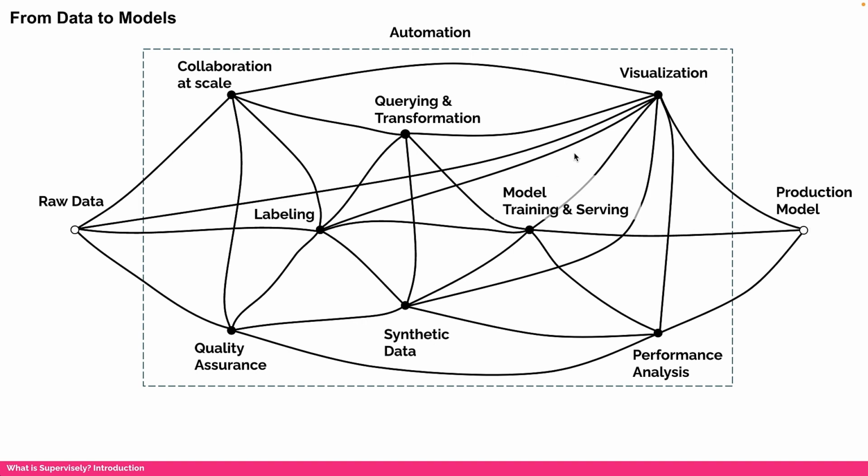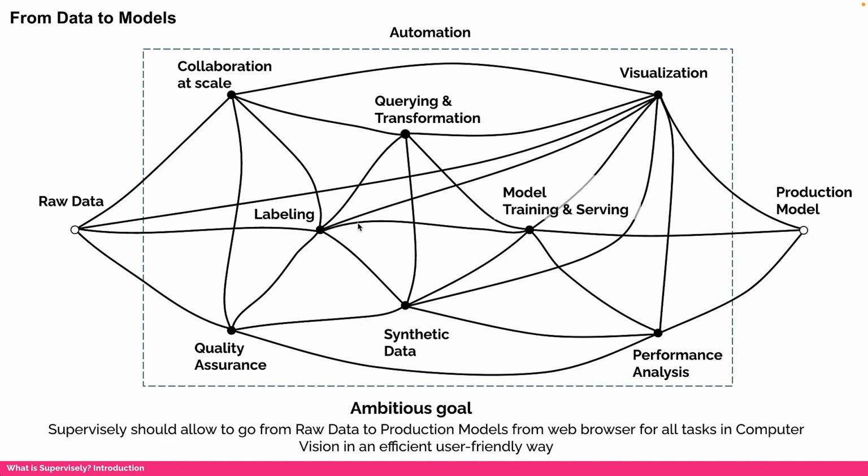And on top of that, we might want to automate the process. So looking at this diagram, we can formulate our ambitious goal, which is that Supervisely should allow to go from raw data, from here, to production models, to here, from a web browser, for all tasks in computer vision, in an efficient, user-friendly way. And maybe you do not just want to go all the way here with Supervisely. Maybe you just want to label your data efficiently. But in this case, to have the ability to train and apply deep learning models to speed up labeling might also be important.